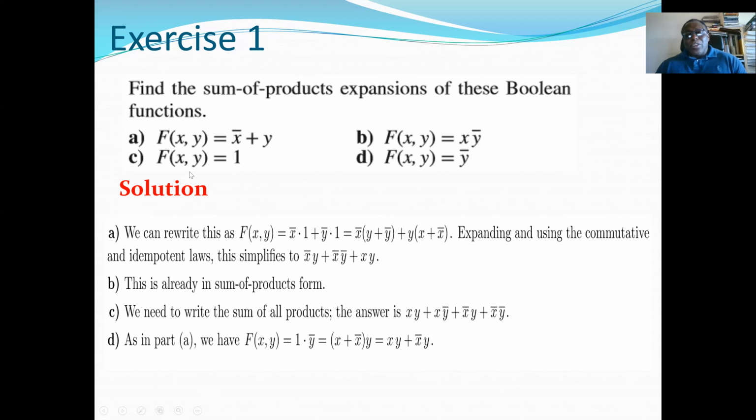So let's see the C. C also, we're going to write a sum of product for F, function F at X, Y. So here in the C, we have 1. So here we say that we need to write a sum of all products of the 1s. So the answer will be, what is the possible combination? And we have 1, 1, 1, 0, 0, 1, 0, 0. So that's what we have, 4 terms.